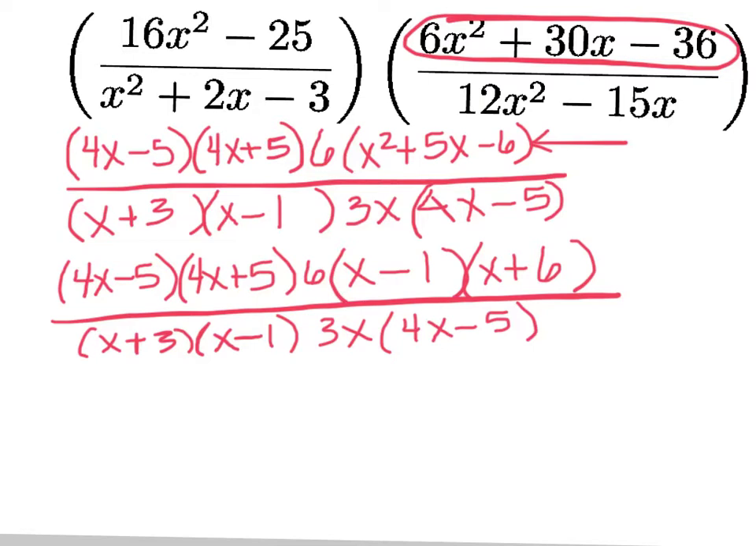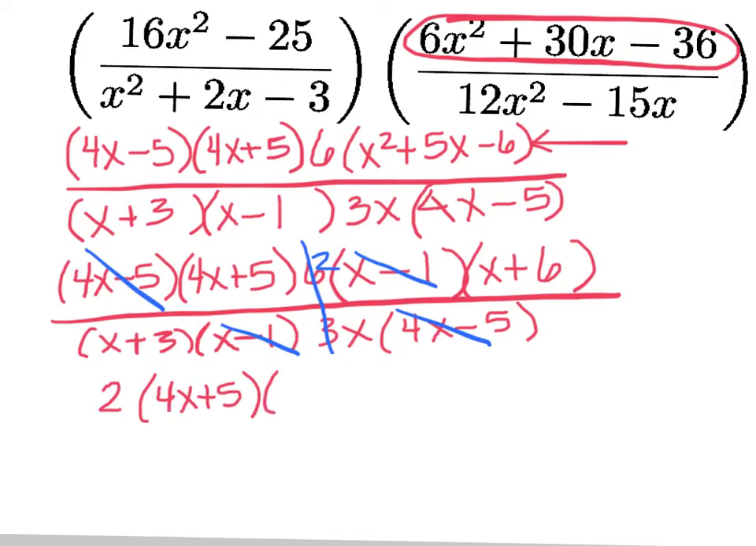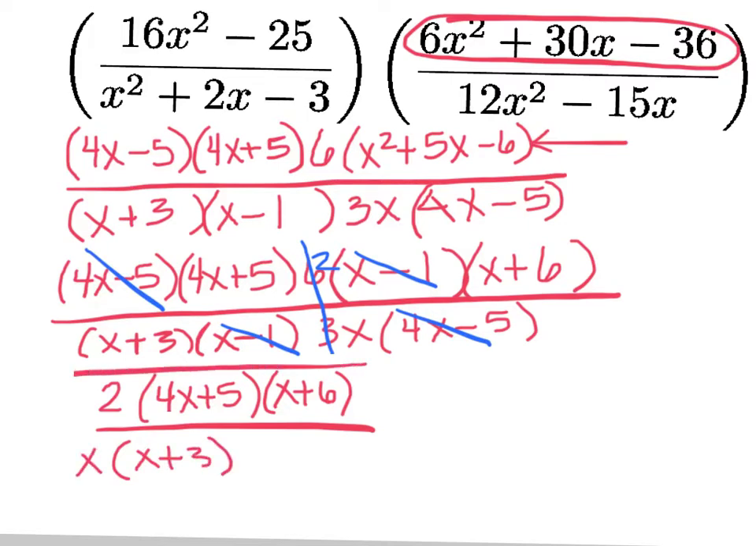Well, I have the 4x minus 5, and I have an x minus 1. And then I have this 3 and 6, so the 6 is going to become a 2. And it looks like that's all we have. So our final answer is going to be 2 times the quantity 4x plus 5 times the quantity x plus 6, and it's being divided by the quantity x plus 3 times that x. And so we'll box our final answer.